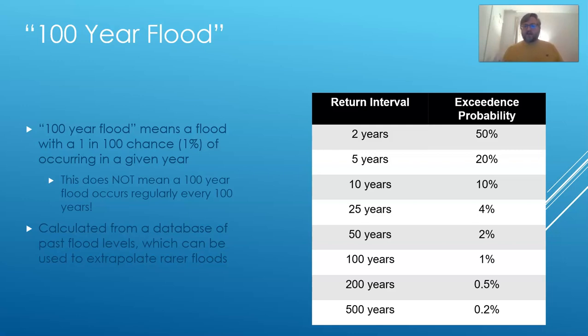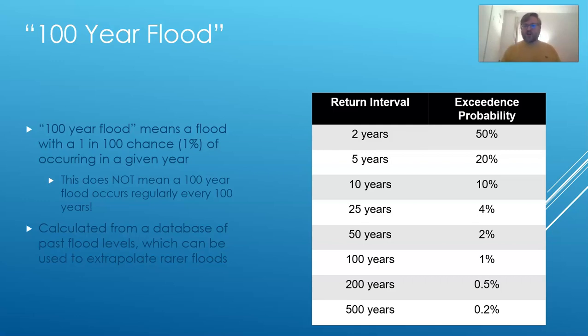And so we can turn a return interval, so a 100-year flood, that's a return interval description, like how often you expect that flood to return on average, and convert that into an exceedance probability. That's the chance that we would have a flood of that size. And I think an exceedance probability is a better way to think about it, but return interval is the way we often hear people talk about it.